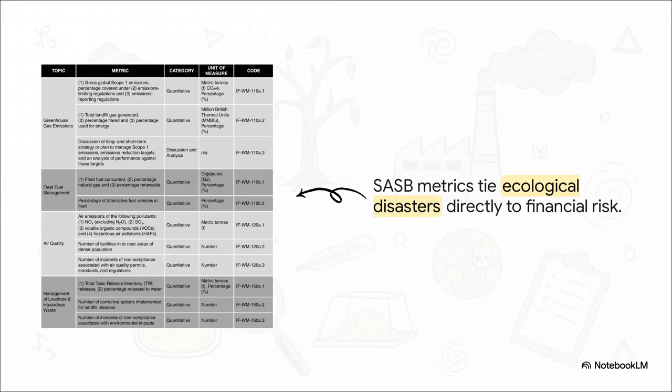So, the crucial point is that these accounting metrics, the actual codes mapping out toxic releases, corrective actions, and non-compliance, serve a vital purpose. They successfully translate what could otherwise be completely hidden ecological disasters into highly visible, measurable financial risks on a corporate balance sheet. By forcing companies to quantify their leachate management, the SASB standards ensure that environmental accountability is directly and undeniably tied to financial performance.